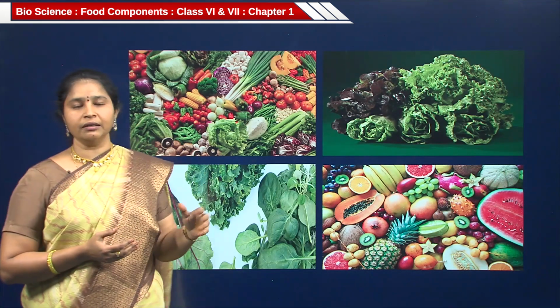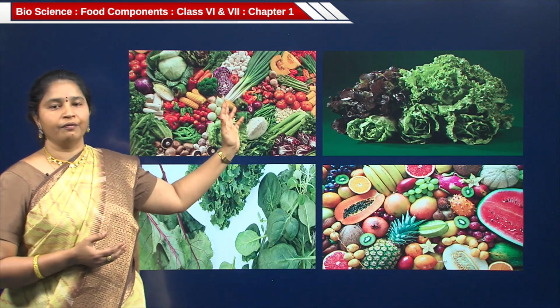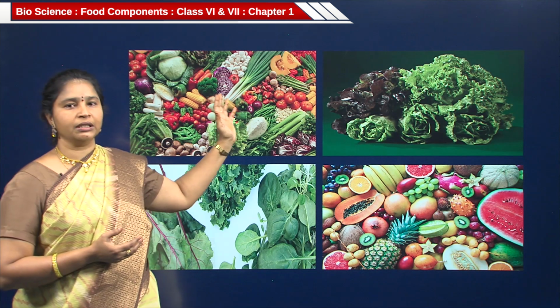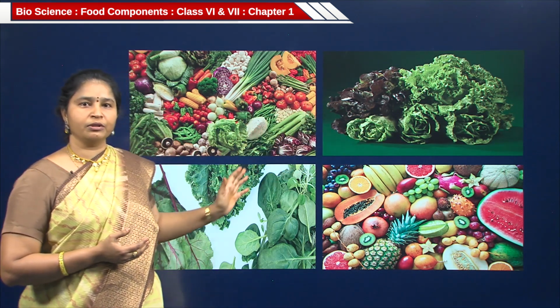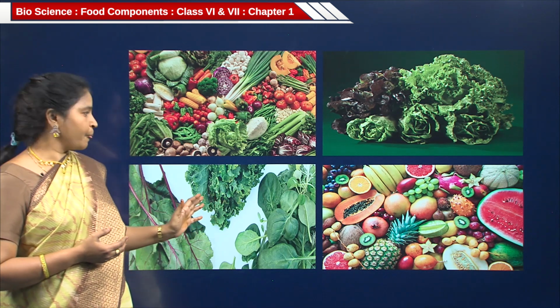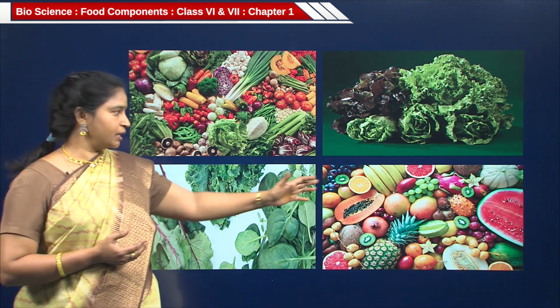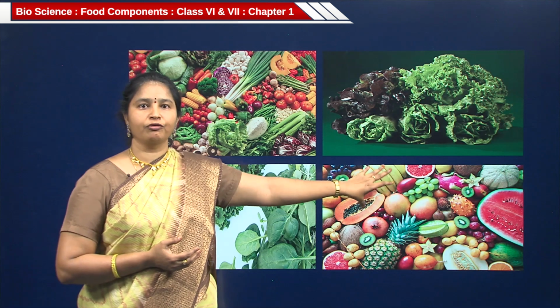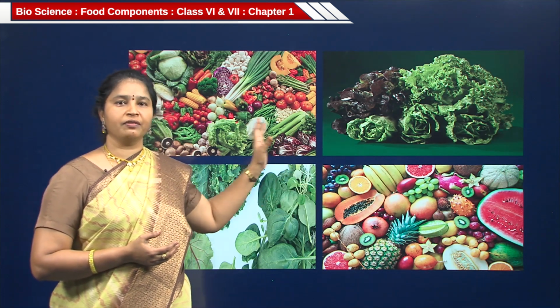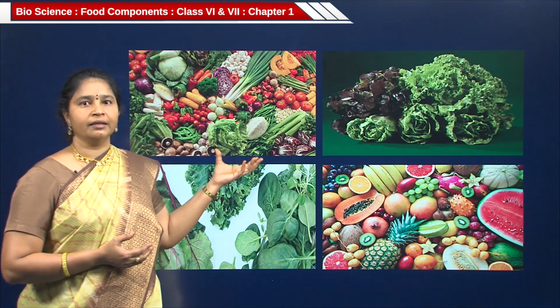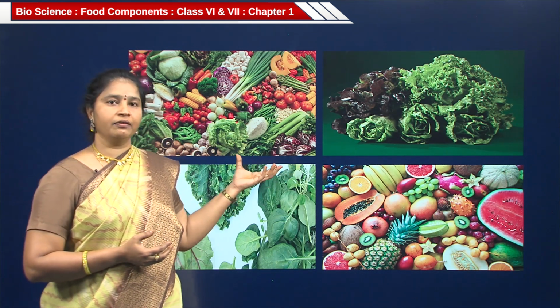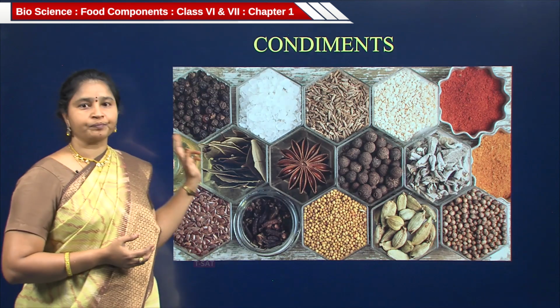You can see here various kinds of vegetables in the first picture. In the second picture you can see leafy vegetables. From leafy vegetables we get various kinds of minerals. This one also shows leafy vegetables, and the fourth one is fresh fruits. Fresh fruits and vegetables make us stronger and disease free. They give us vitamins and minerals.